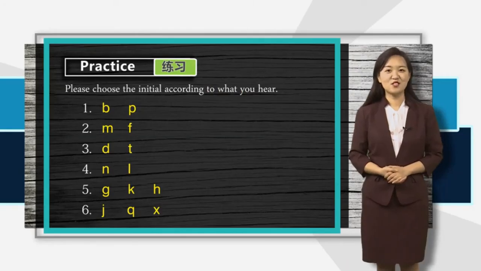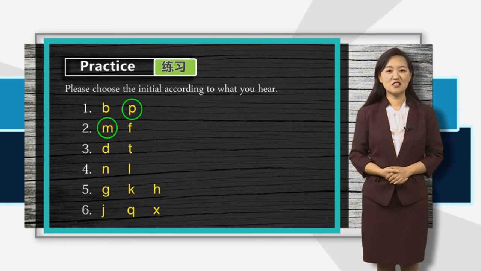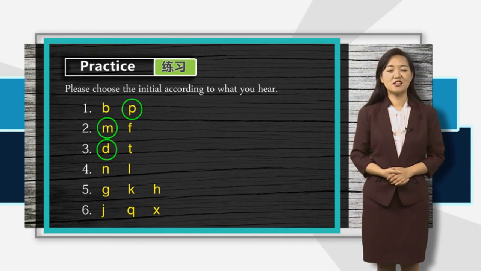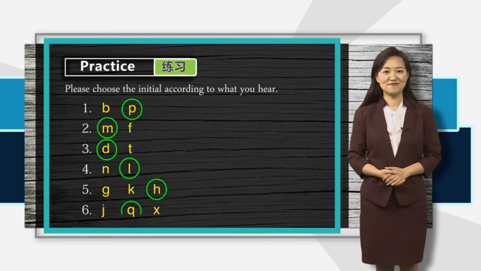Now let's do some practice. Choose the initial according to what you hear. 1. 坡 2. 摸 3. 的 4. 了 5. 喝 6. 七. Well done.